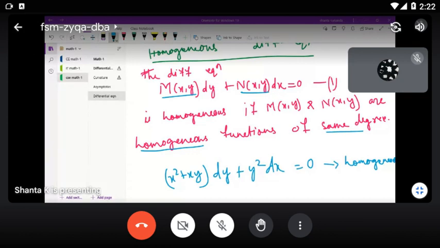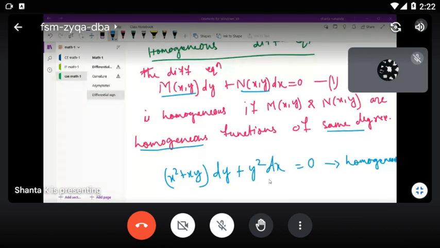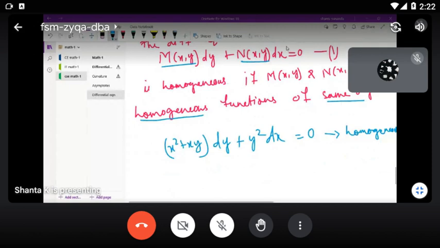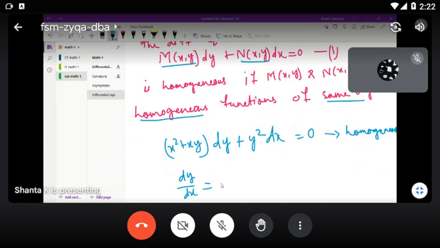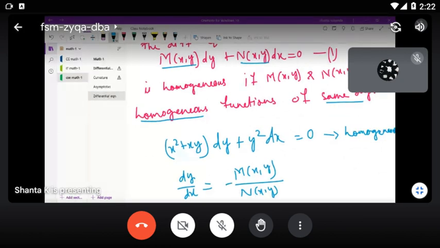So how can you solve this equation? Put y equal to vx. So put y equals vx. It's a working rule for that one. Okay. So here you see this equation M(x, y) dy plus N(x, y) dx. So we will simply write it as dy by dx equals to minus M(x, y) in the numerator and N(x, y) in the denominator, and we have a negative sign.